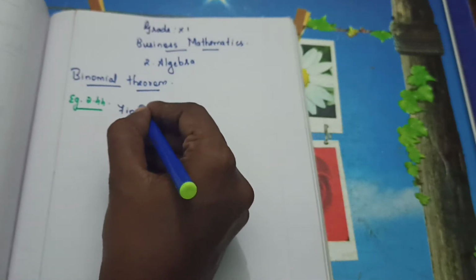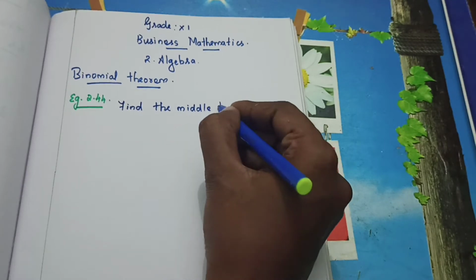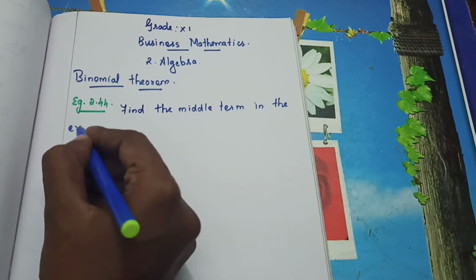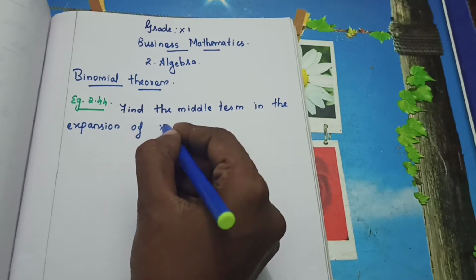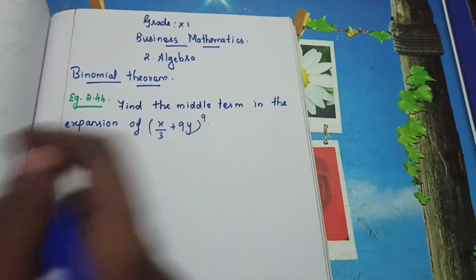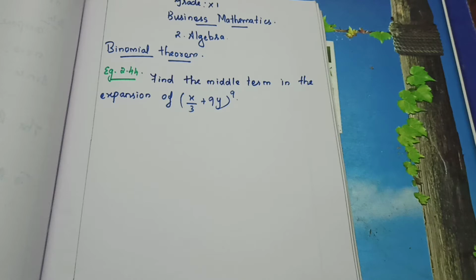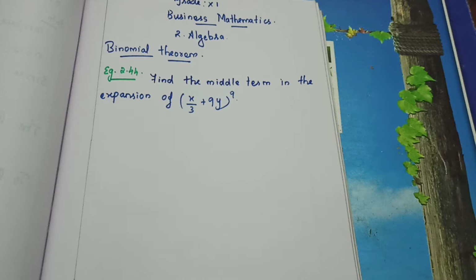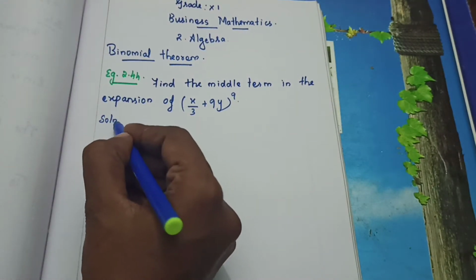Find the middle term in the expansion of (x/3 + 9y)^9. We need to find the middle term in the expansion of (x/3 + 9y)^9. So first, what will you do? We will compare. Is it right? So first we are going to compare. Solution.